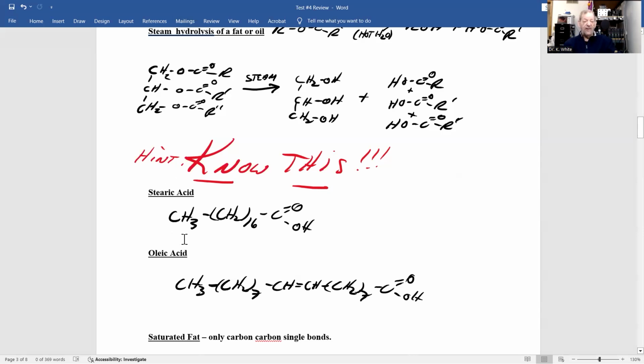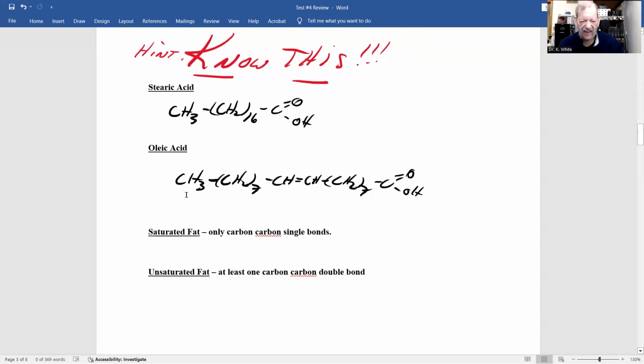The first one is stearic acid. That's 18 carbons. Notice the bracket with the CH2 inside is repeated 16 times. And this is an easier way of writing it. And stearic acid has 18 carbons and only carbon-carbon single bonds.